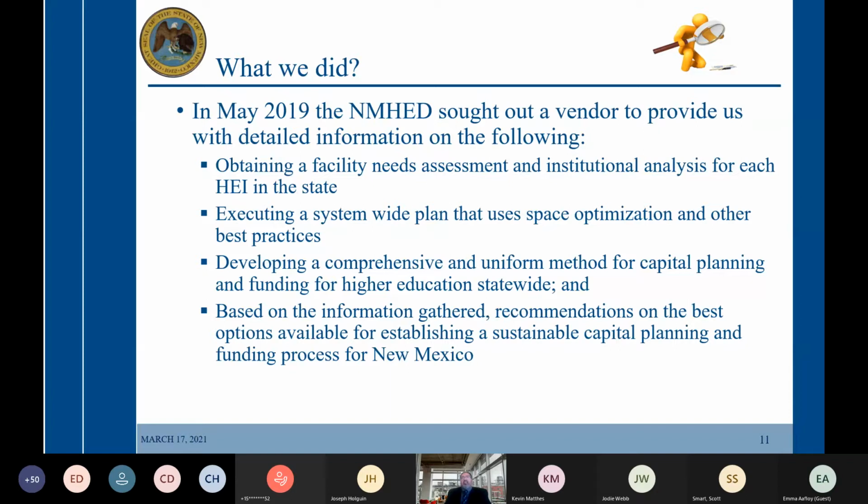So the Higher Education Department chose GHaubold Consulting to provide us with this information. We thought it would be important for Mr. Haubold to present to us today so he could provide information on the work he did for the Higher Education Department and how that work translated into the capital outlay process review report.